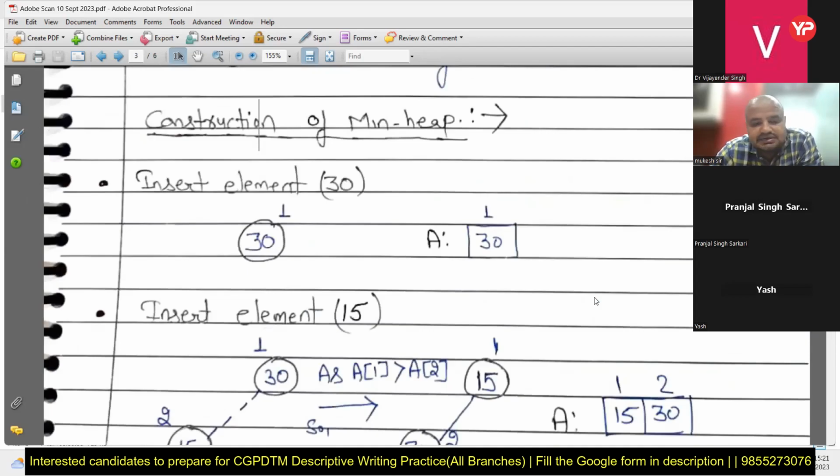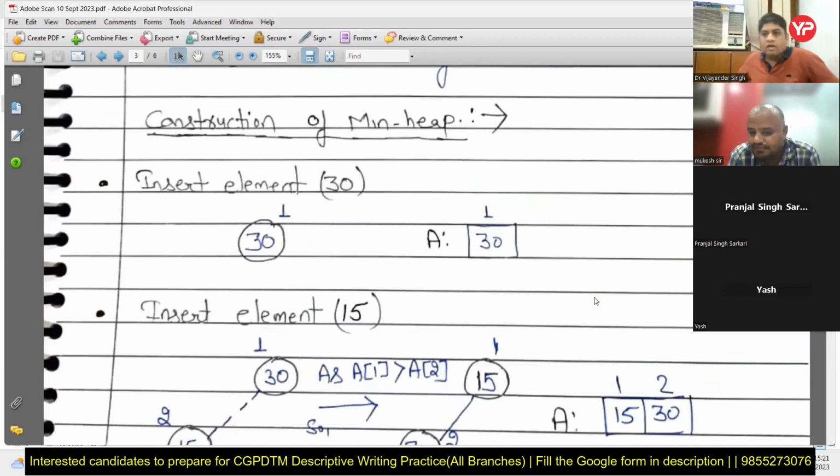Fine. Also, I'll send my answer in the WhatsApp group. I think you are already in the WhatsApp group, so I'll just send it, and please refer to this answer for the future sheets. Yes, Vijendra sir. I think we already discussed all the basics.